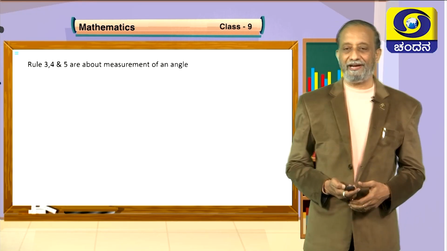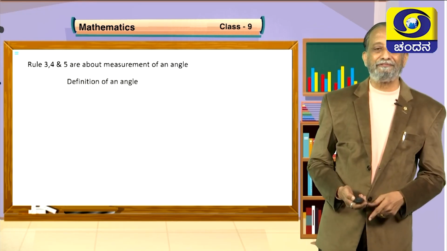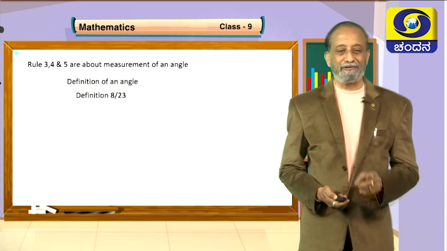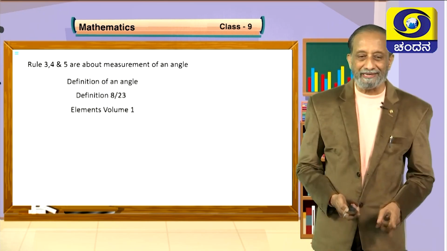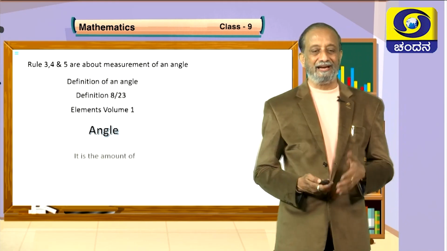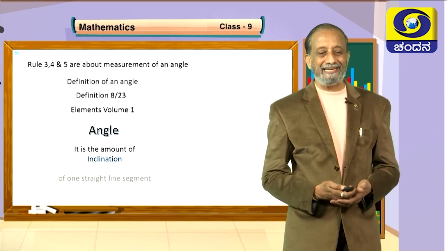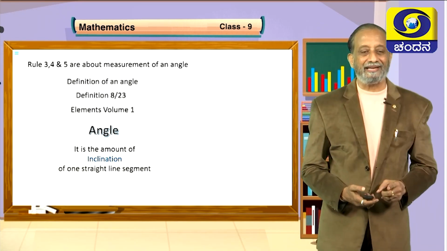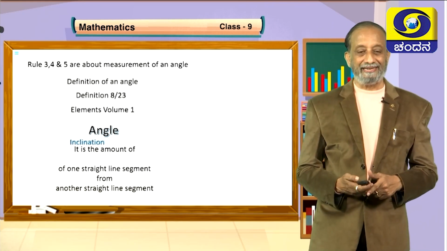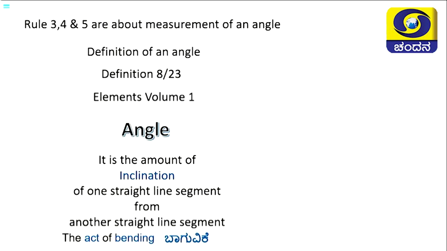Rule 3, 4, 5 are about the measurements of angle. So, it is better to define what is an angle. So, this is given as definition number 8 out of 23 definitions in the book Elements volume number 1. He defines angle like this: angle is nothing but the amount of inclination of one straight line segment from another line segment. Inclination means it is the act of bending.